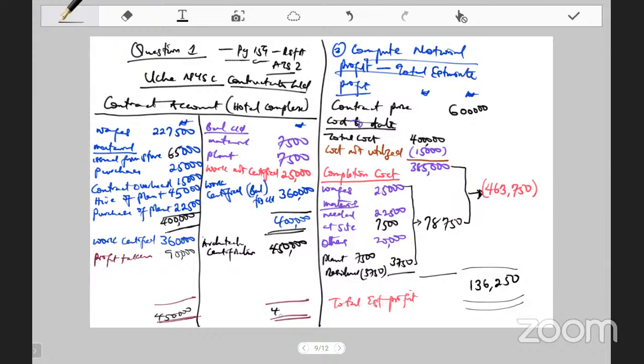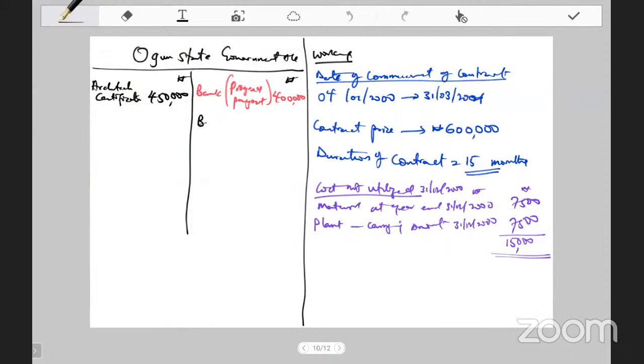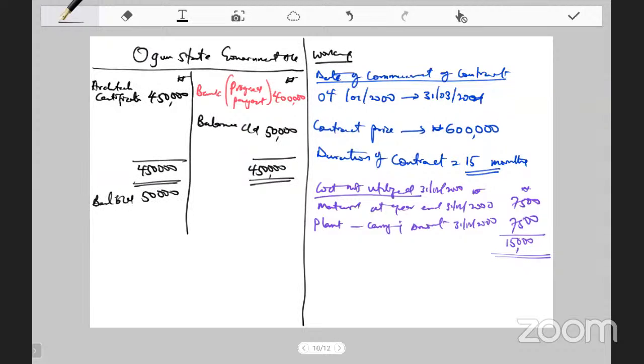450,000. And that is what we have. So what's now the balance that we have to collect from the contractor? There's no retention. 450,000 minus 400,000. 50,000. So that is that. Any other question?